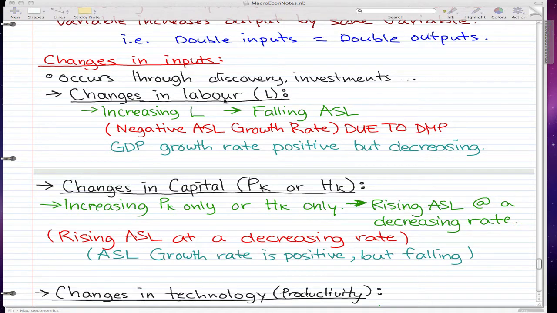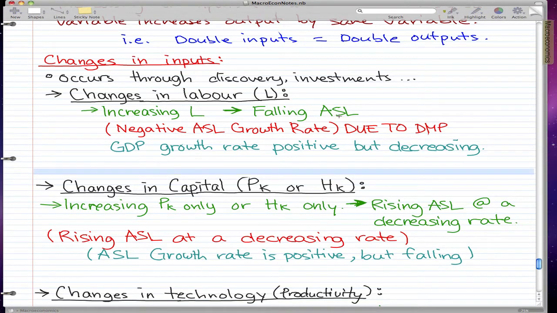What we're asking is, what are the effects on the average standard of living if we change labor? Let's say we increase labor, then that will make ASL fall. When we have falling ASL, the scenario is usually a negative ASL growth rate due to diminishing marginal products, and from that we can assume that the GDP growth rate is positive but decreasing.